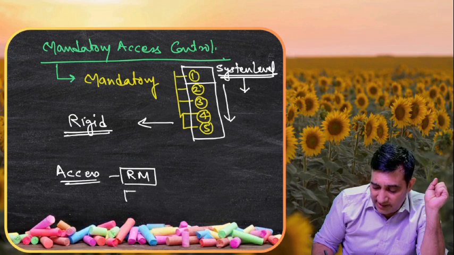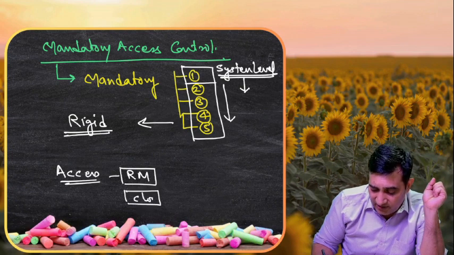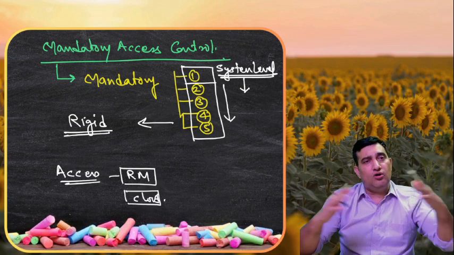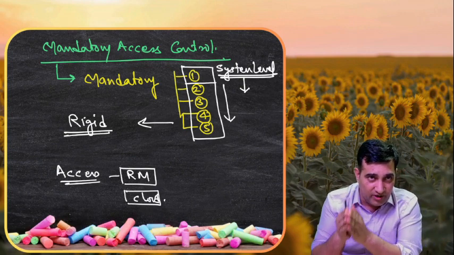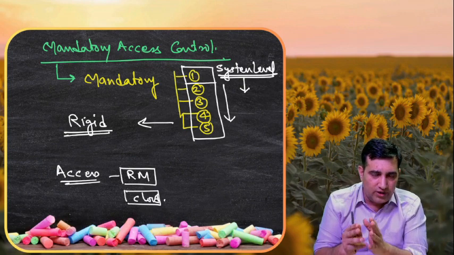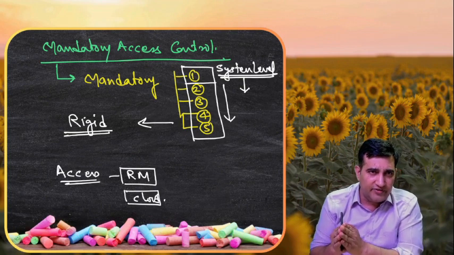Apart from this, let's say there is a cloud architecture, and that is where you have a lot of users logged in onto one system or maybe one platform, and you don't want there to be any kind of deviation.